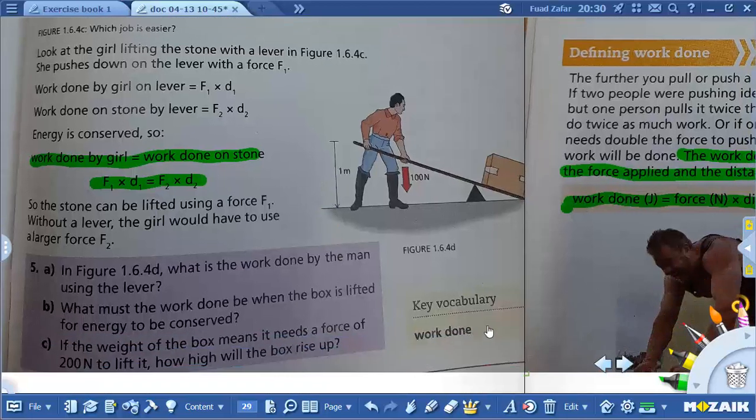Work done. Repeating, what's work done? Energy transferred by a force moving a load is equal to the force multiplied by the distance through which the load moves in the direction of the force. That means how far the object or the load will move.